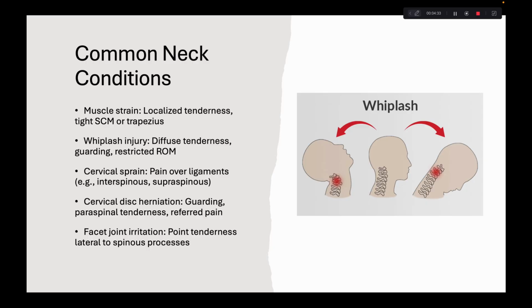All right, cervical disc herniation. You can get a herniated or a bulging disc anywhere along the spine. If there's a herniation or even a bulging disc, there's going to be guarding there, paraspinal tenderness, and referred pain.